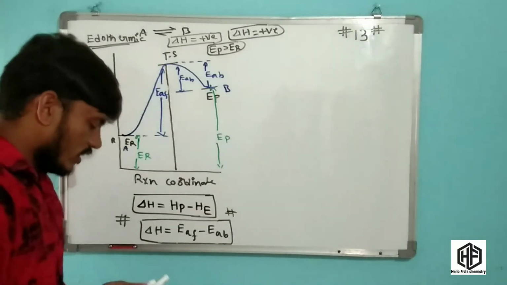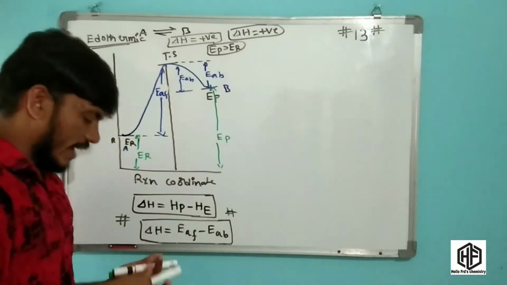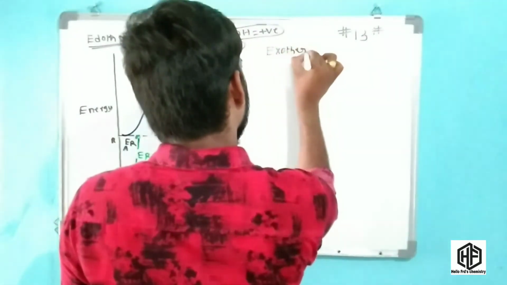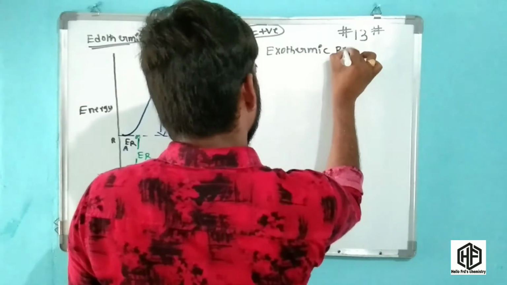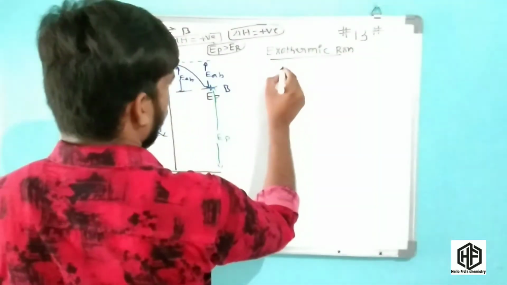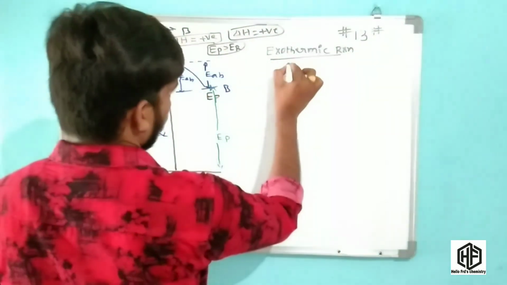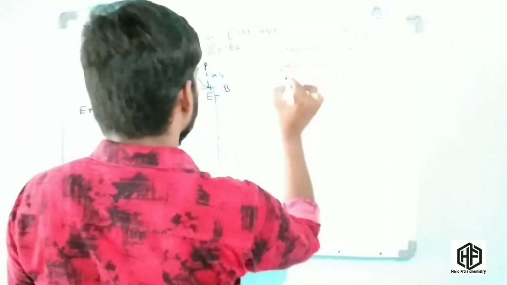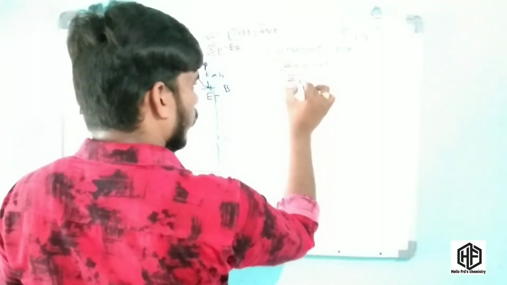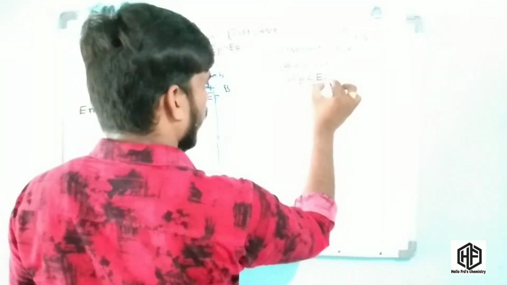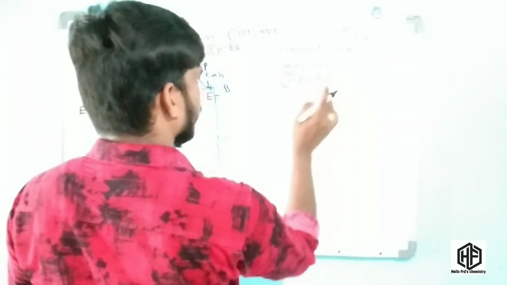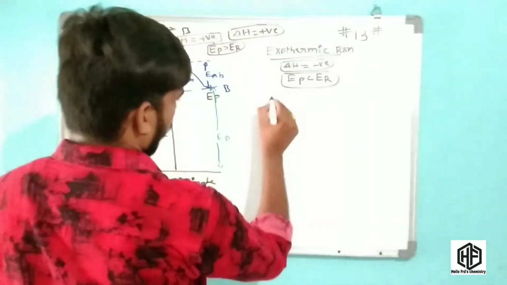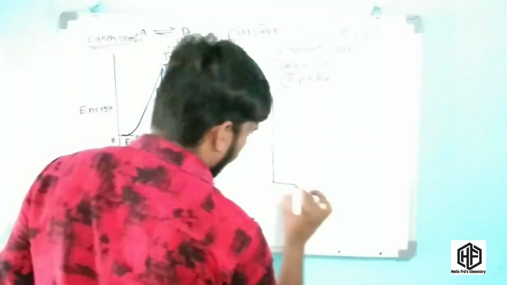Okay friends, now what is the exothermic reaction? In the exothermic condition, delta H value is negative, and the energy of the product is less compared to the energy of the reactant. This type of reaction is the exothermic reaction. Now what is the graph representation of the exothermic reaction in terms of activation energy? Like this.